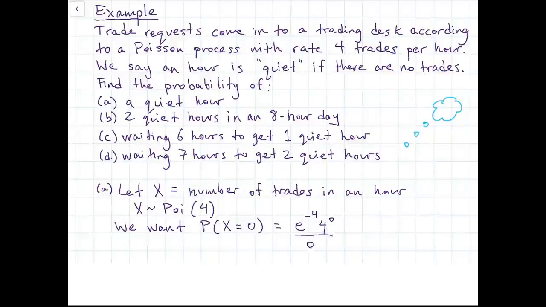So we can plug in our probability function for a Poisson. We get e to the negative 4, which is 0.0183. And this structure of, define your random variable, find its distribution, and then say what you want in terms of that random variable is going to be a really helpful structure for all sorts of probability-related questions.